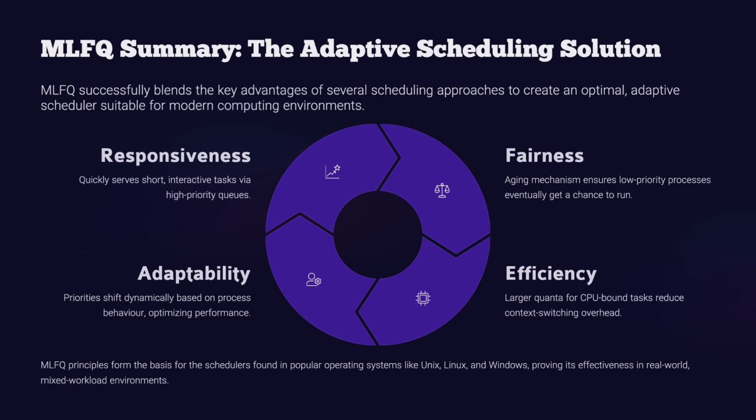The final slide, the MLFQ summary, the adaptive scheduling solution. So, in the summary, it is an adaptive scheduler combining strengths of multiple algorithms. It responds to short tasks, is fair through aging, and is adaptable as priorities change based on behavior. It also improves efficiency with longer time quanta for CPU-bound tasks. This makes MLFQ a foundation for modern operating systems like Unix, Linux, and Windows, effectively managing diverse workloads.